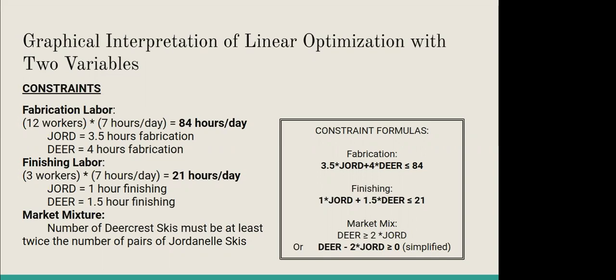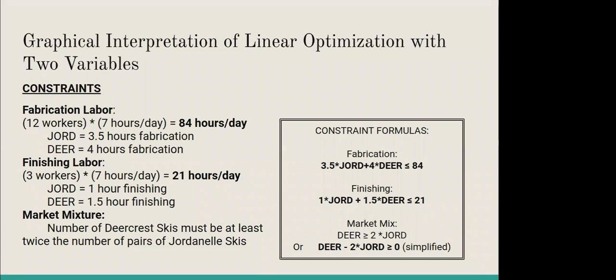For the finishing department, there are 3 workers who work 7 hours a day, coming to 21 hours of possible labor a day, which cannot be exceeded. The Jordanelle skis take 1 hour of finishing, and the Deer Crest skis take 1.5 hours of finishing, which leaves us with the finishing constraint formula 1 times JORD plus 1.5 times DEER is less than or equal to 21 total hours of labor.